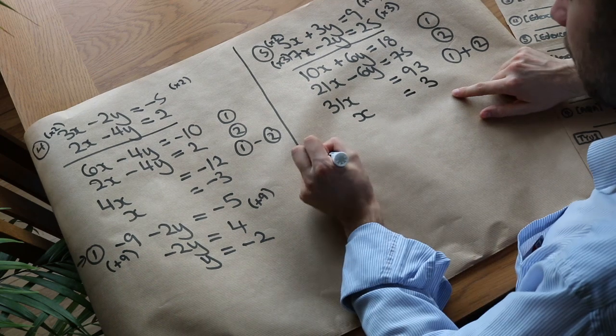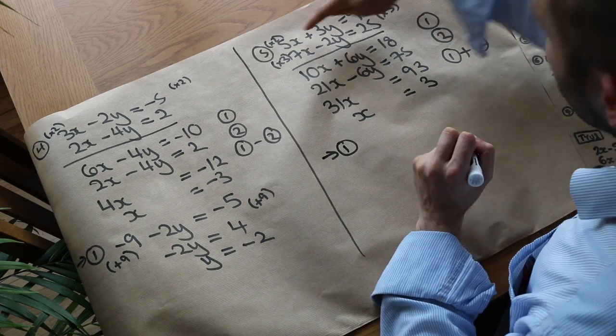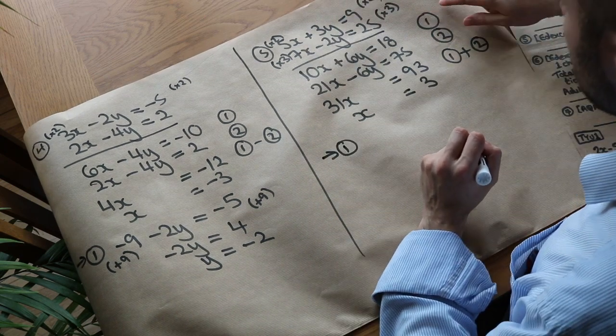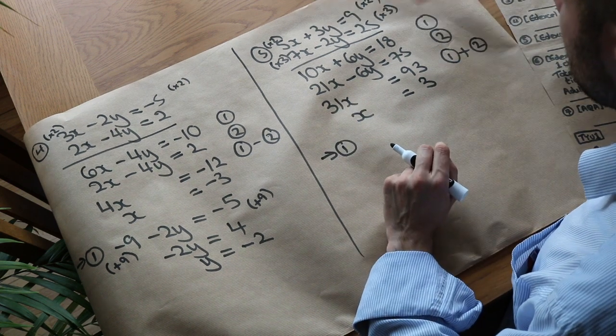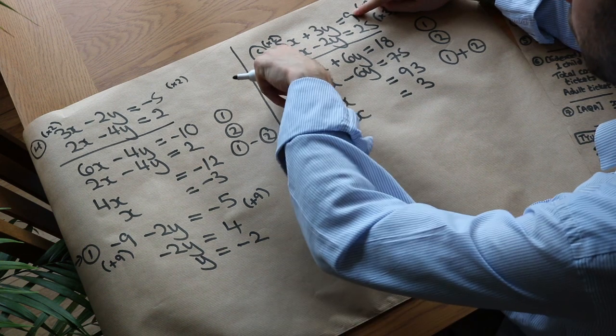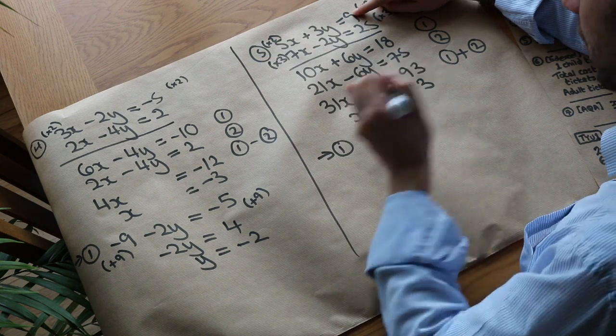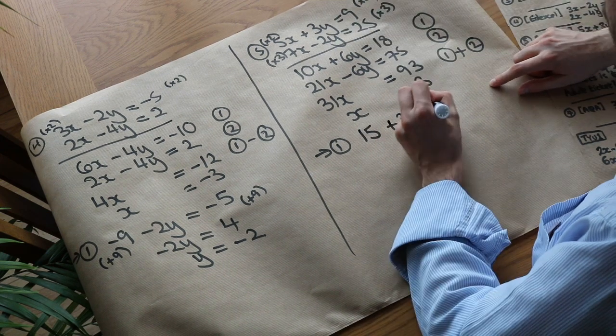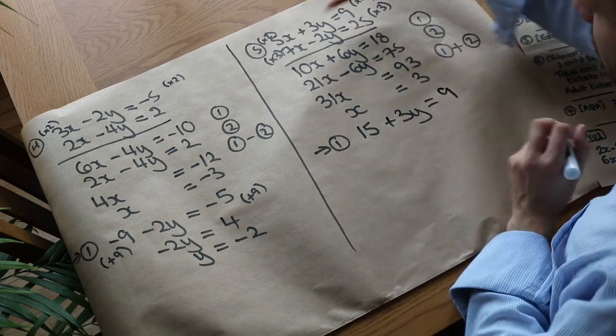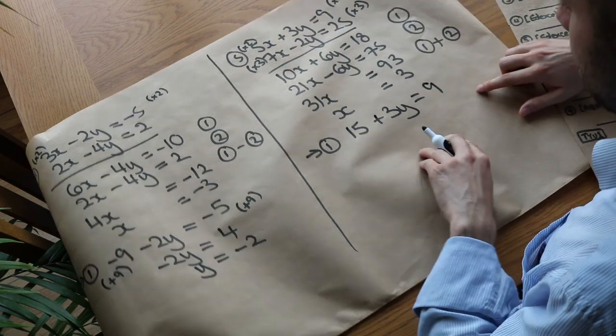And then, as before, we substitute it back into either equation. I'm just going to substitute into the first. But actually, I'm going to sub into the original first one, not the scaled one, because the numbers are smaller. So let's sub it in. We've got 5x. 5 times 3 is 15. Plus 3y, I don't know what y is yet, that's what I'm trying to work out, is equal to 9. But you could substitute into that one if you like. It doesn't make a difference.